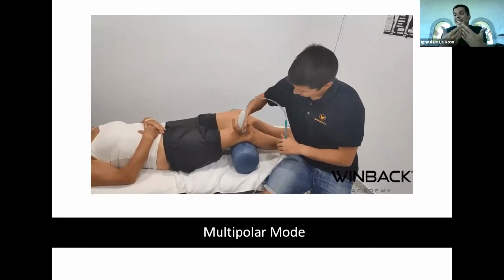So all of the time when we are doing the installation of the machine, it's really important to keep the mobile electrode and the return plate very close and put in the middle all the part that we want to treat, okay?